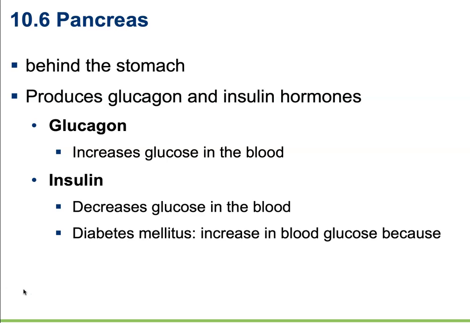A homeostatic imbalance associated with the pancreas is diabetes mellitus, which is a group of metabolic disorders characterized by abnormally high levels of sugar in the blood. This can be caused by problems with either insulin production or insulin function. So either the body is not producing insulin and cannot decrease those blood sugar levels, or the insulin is being produced, but there's something incorrect about it.